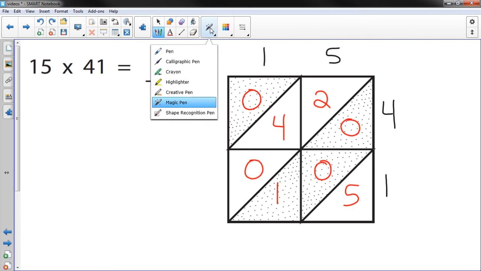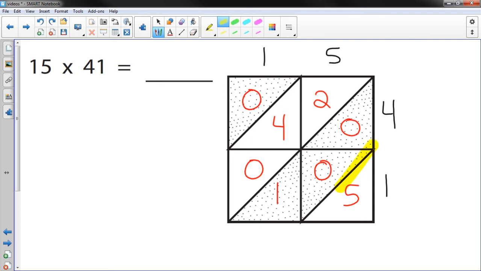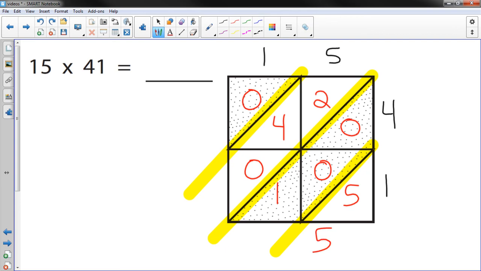And now I have these diagonal rows here, right? And I'm going to add those. So I have a 5 here. I just have a 1 here. 4, 2, and 0. That's 6. And then there's a 0. That's it. So my answer is 615.